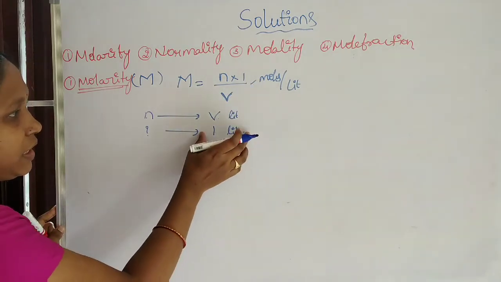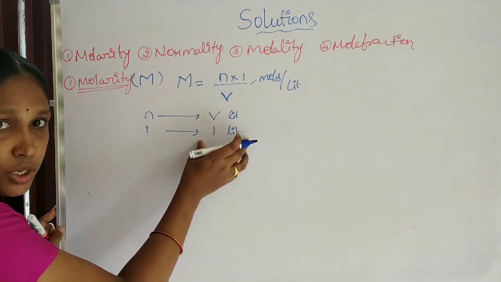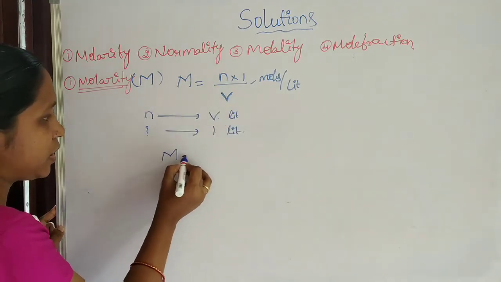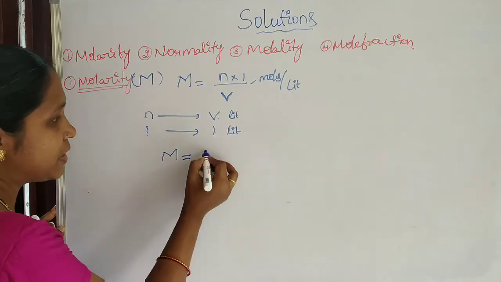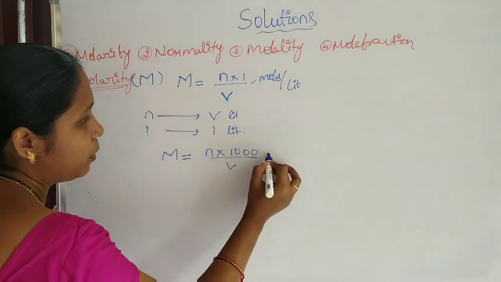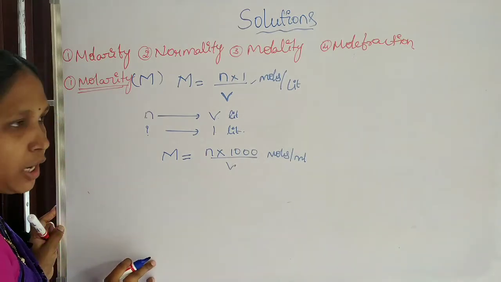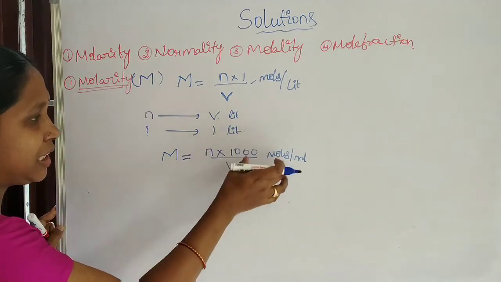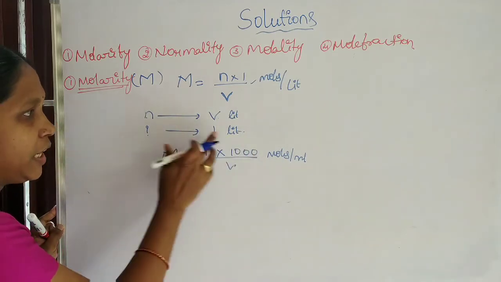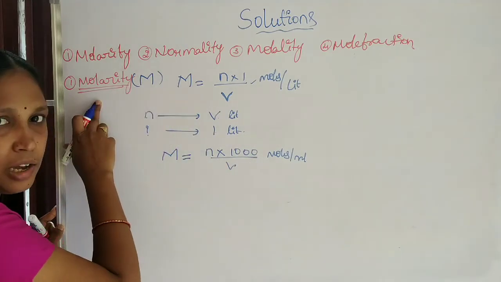If we are calculating the concentration of 1000 ml of a solution, in place of 1 liter take 1000. Then the formula for molarity is: molarity is equal to N into 1000 by V, moles per ml. Whether 1 liter or 1000 ml, we are calculating the number of moles of solute in that volume of solution, and that is known as molarity.